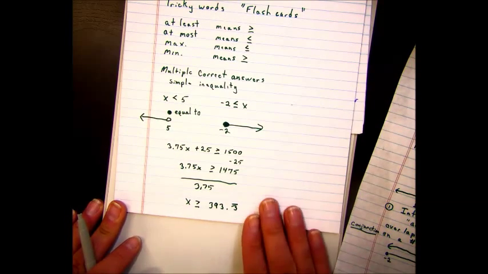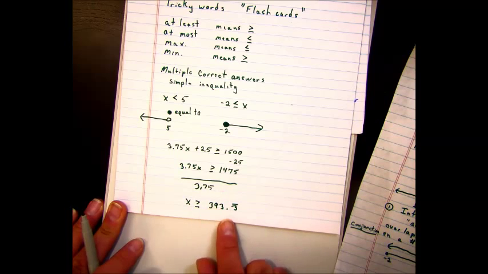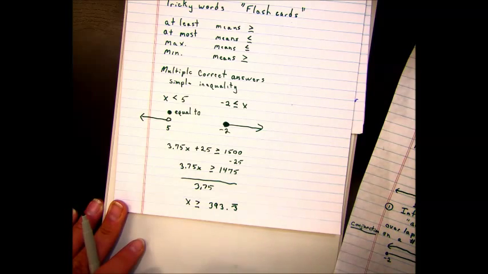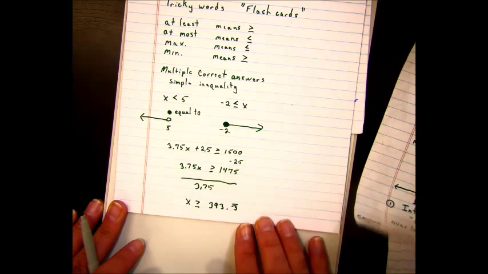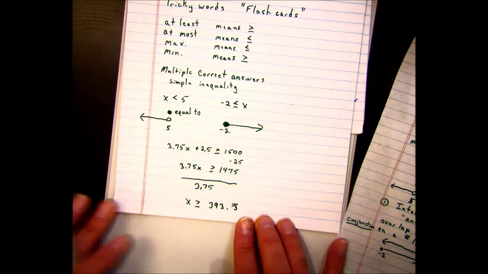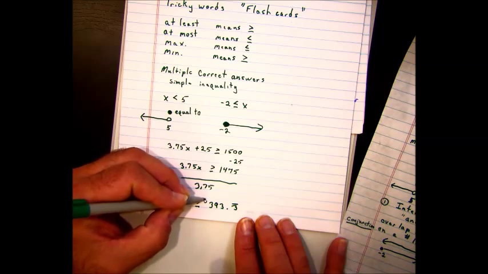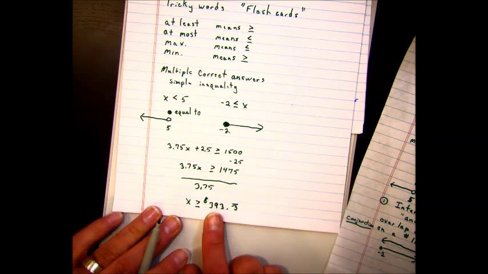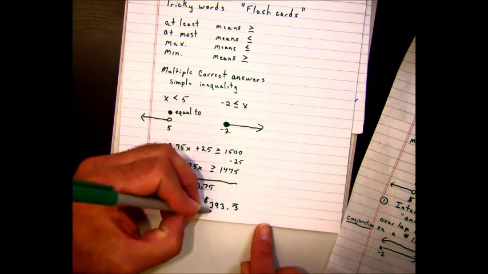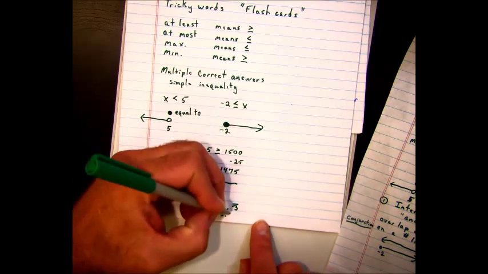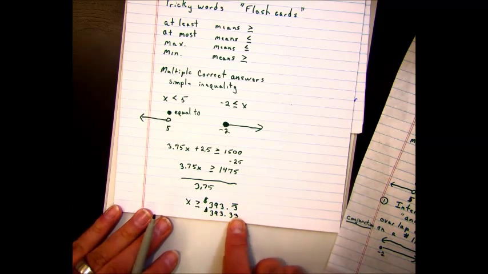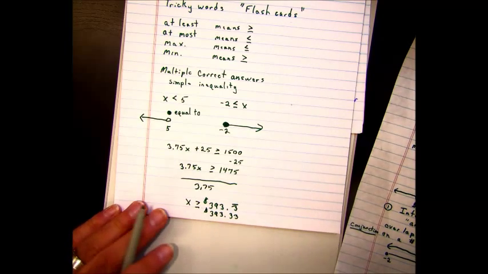Alright, so that means any number bigger than 393.3 is going to be a correct answer. Okay? Now, what happens when the answer has words? Well, if we were talking about money, we wouldn't say 393.3 repeating. We would say $393.33. Well, why would we say 33 cents? Because we don't have any units that are smaller than that when we're dealing with money.